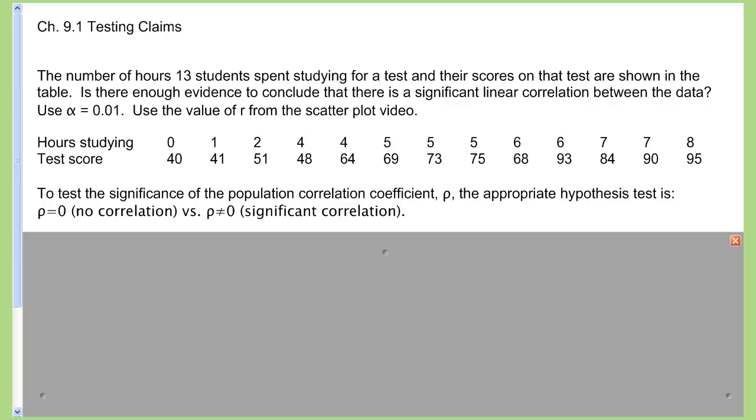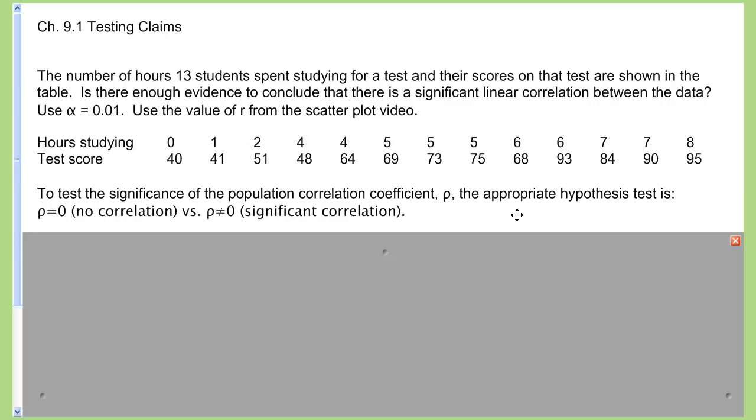So you're going to look at alpha equal to 0.01, and you could use the R value from the scatter plot video that I've already done, but you're going to see it again, so you'll know that that's what you're doing.